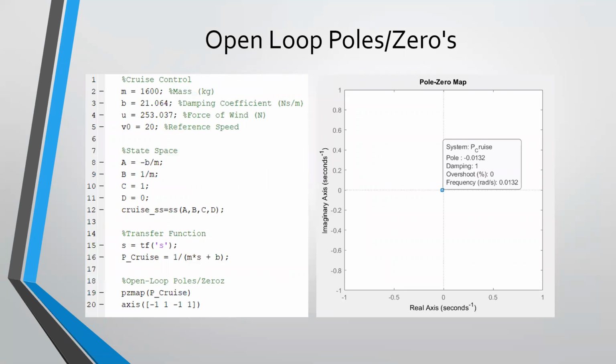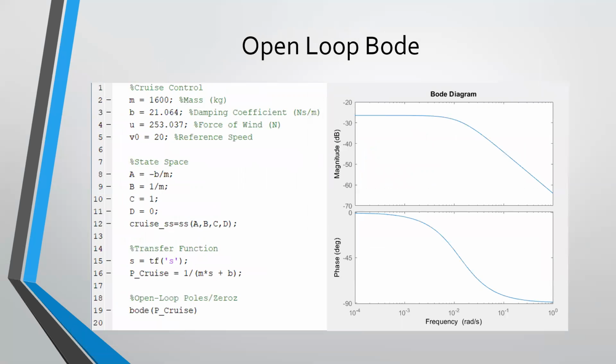Using MATLAB, we also determined our open loop system, which had 1 real pole at negative 0.13. We also plotted the open loop Bode diagram to see the phase angle and magnitude of the transfer function as it cycled through.